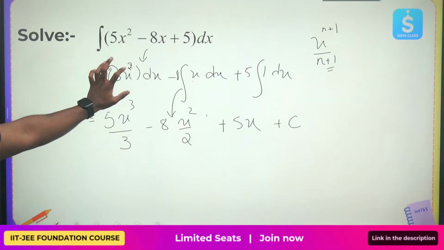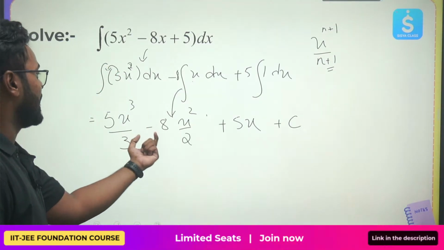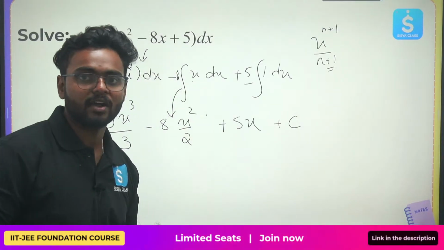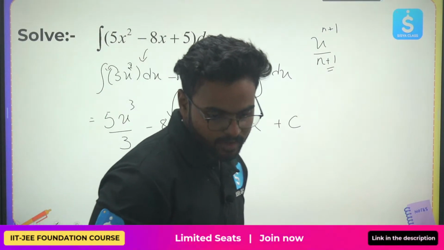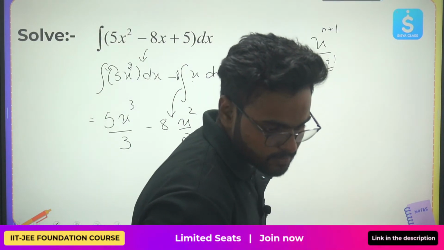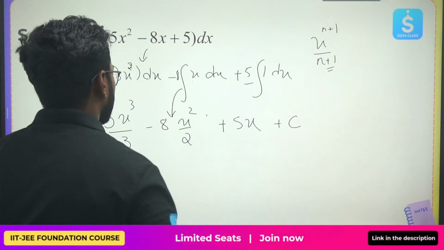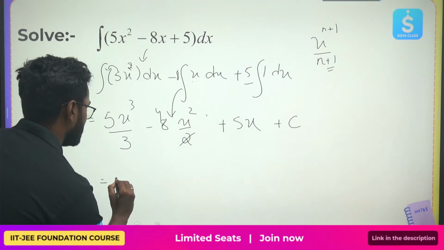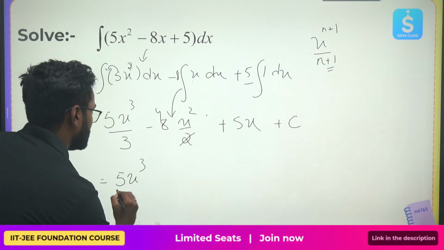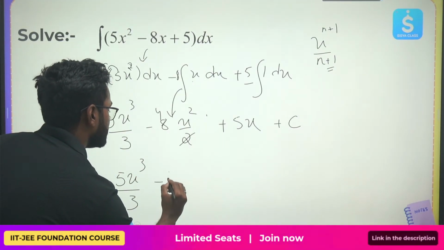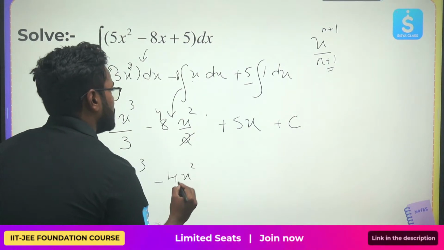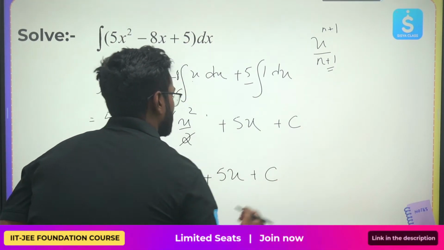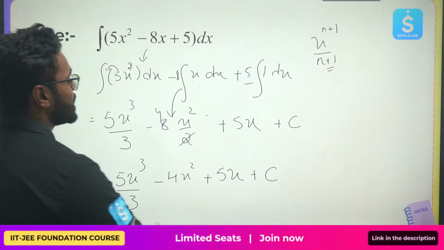Right? The integral of 5x square would be 5x cube by 3 minus 8 into x square by 2 plus 5 into 1 dx, which is 5x plus c. Great. Now, if you can see this, you can cancel this out. So this would be 5x cube by 3 minus 4x square plus 5x plus c.